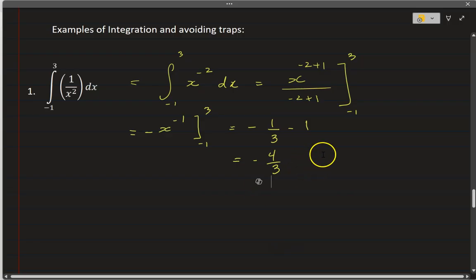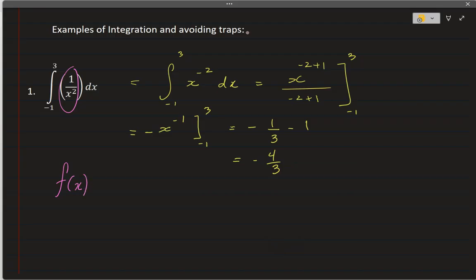Now, if you leave it like this, then you have made a huge error. You've gone against the fundamental theorem of calculus. The very first thing that you realize is that this function, f of x, which is 1 over x squared, is greater than 0, not equal to 0, for all values of x, and therefore this integration must be greater than 0. That's one of the properties.